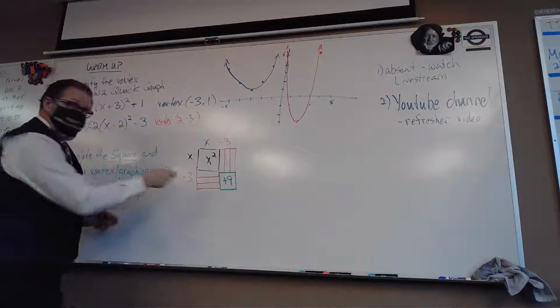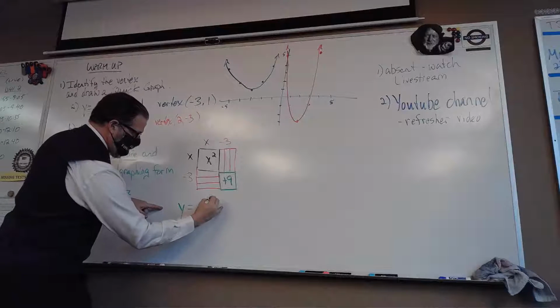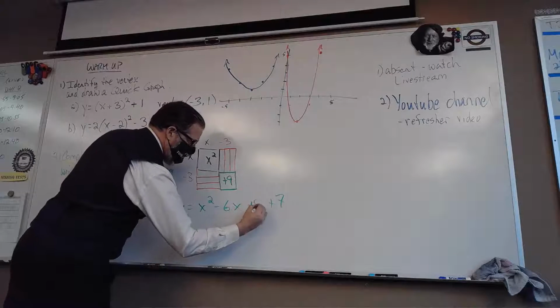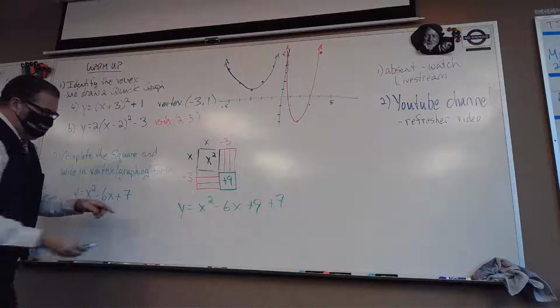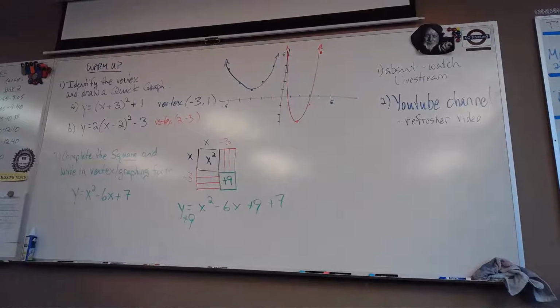So let me write the equation out here again. I've got y equals x squared minus 6x plus 7, and I added 9 to this side. And in order to keep it in balance, I could add 9 to the other side.